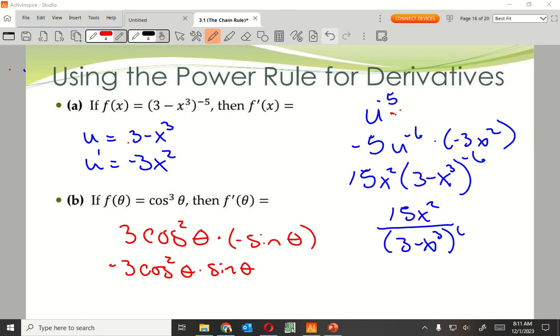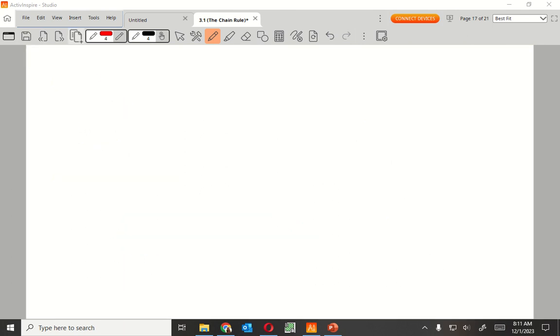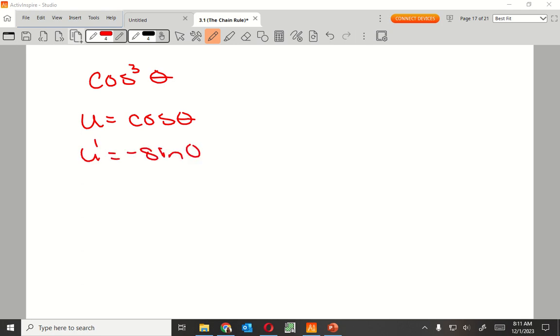Now, I know it's kind of confusing asking you to try some mental math. This one's actually super easy if I rewrite it as a u, but I want you guys to see. It was cosine cubed theta, right? So I would identify the u as being what? The cosine. So u is cosine theta, right? My u prime would be negative sine theta, right?